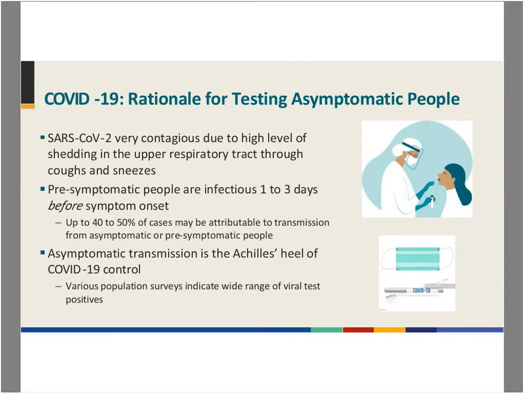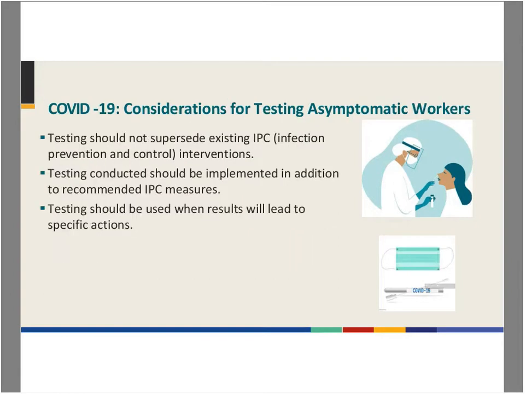So the rationale for testing asymptomatic people for COVID-19, this is a little different than what we recommend for most diseases. Several reasons are that SARS-CoV-2 is very contagious due to a high level of shedding in the upper respiratory tract through coughs and sneezes. Pre-symptomatic people are infectious 1 to 3 days before symptom onset. And asymptomatic transmission is the Achilles heel of COVID-19 control. So this is why symptom screening, even if everyone is completely honest about their symptoms and the list of symptoms is specific, is not going to catch everybody who's infected.